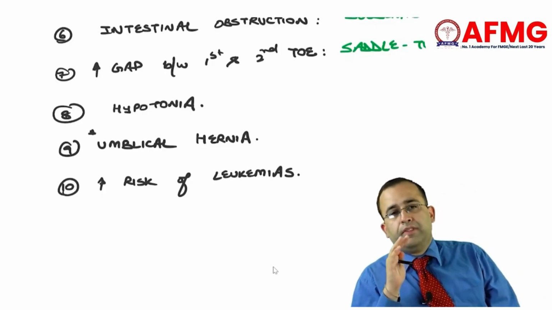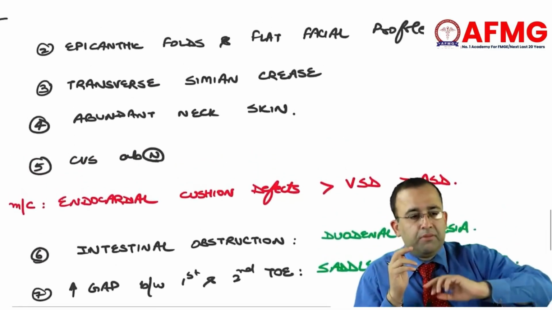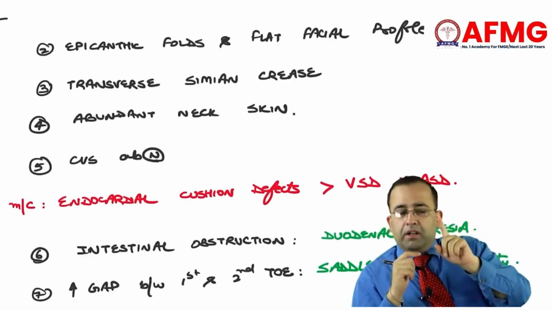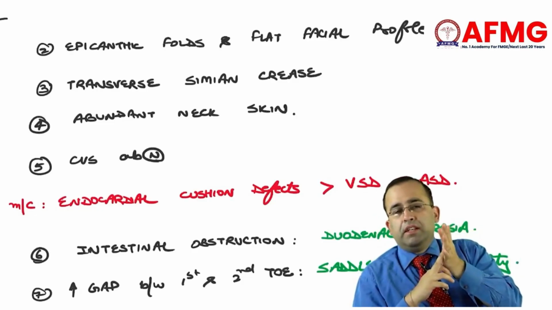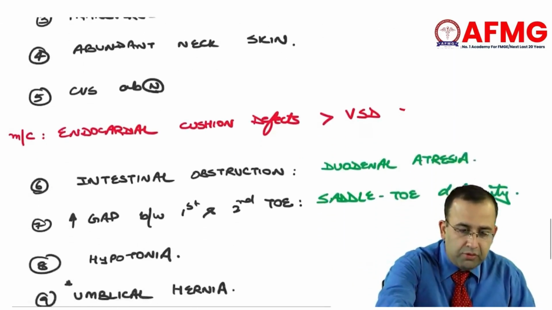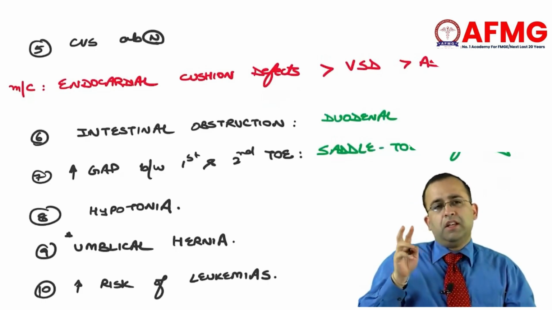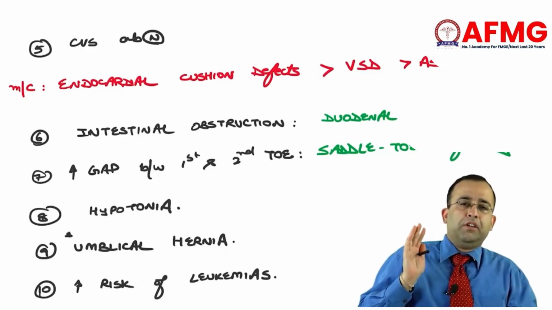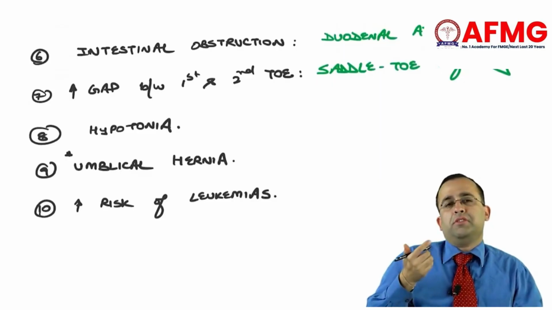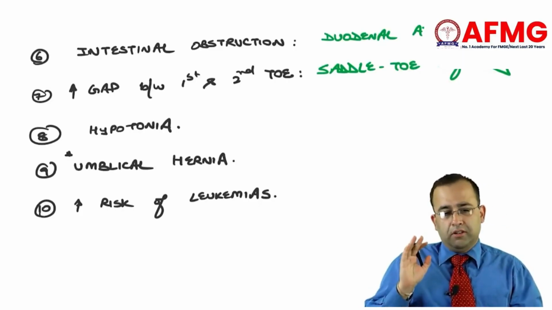बहुत ही important है. देखो अभी तक हमने जो भी points पढ़े हैं with respect to Downs, have a look at them again. Mental retardation obvious था. Transverse simian crease, abundant neck skin, CVS abnormalities. Most common CVS abnormality was endocardial cushion defect, followed by VSD, followed by atrial septal defects. Next, intestinal obstruction. कहाँ पे intestinal obstruction हो रही है? Duodenum. It is associated with duodenal atresia.